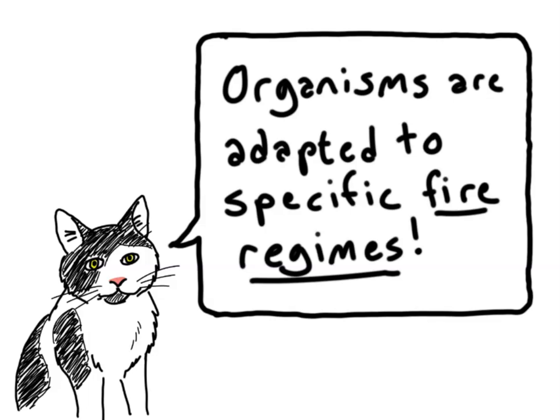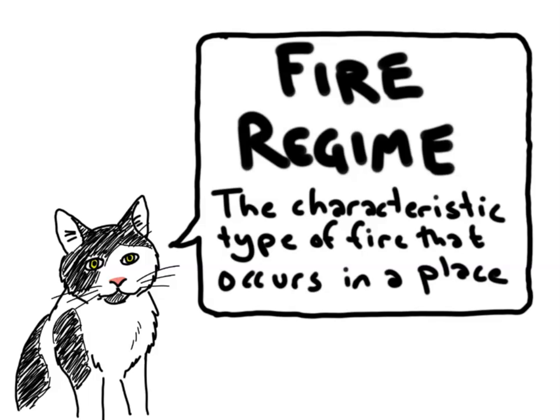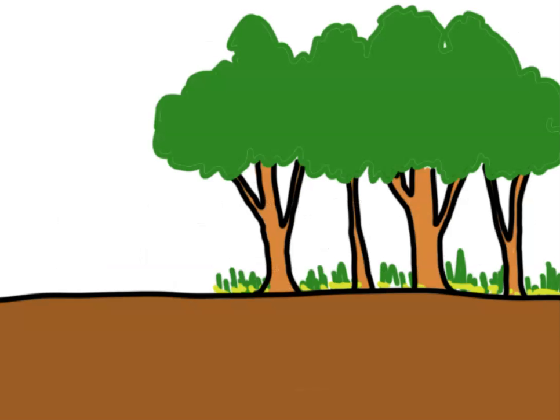We call the typical pattern of fire that occurs in a place the place's fire regime. The four most important elements defining a fire regime are type, frequency, intensity, and seasonality. When we talk about the type of fire, we're thinking about what elements of the landscape will be burned. There are three main types of fire: surface, crown, and ground.